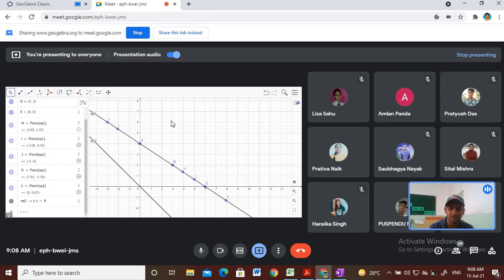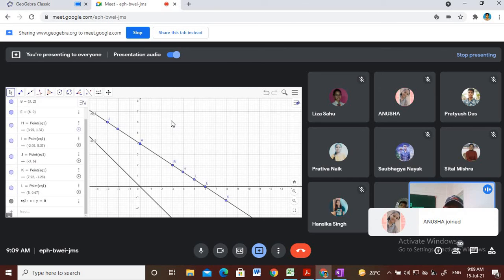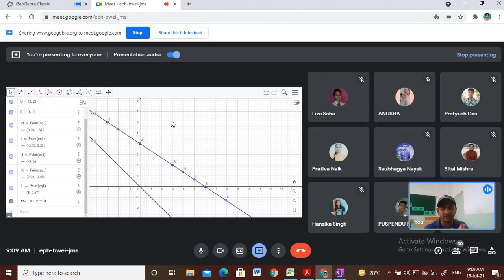This whole chapter depends on how to find the solution of a linear equation in two variables. If you know how to find the solution, you can draw the graph of the equation. You can find where the line is intersecting the x-axis and y-axis. Everything you can find. First, you must know how to find the solution of a linear equation in two variables.